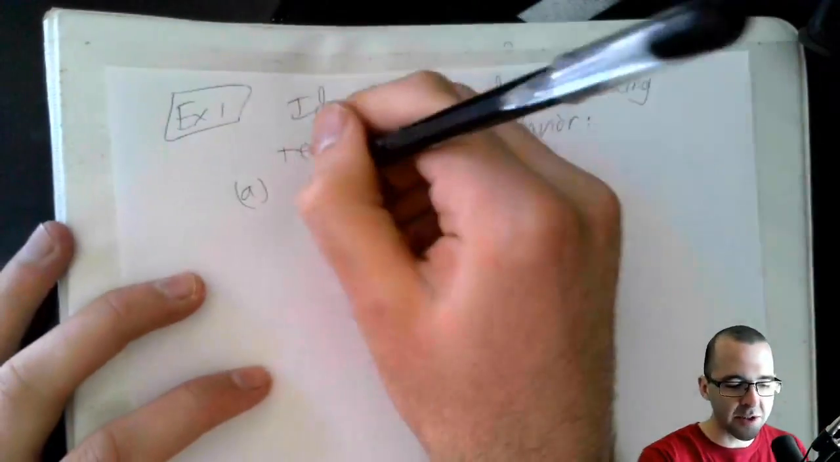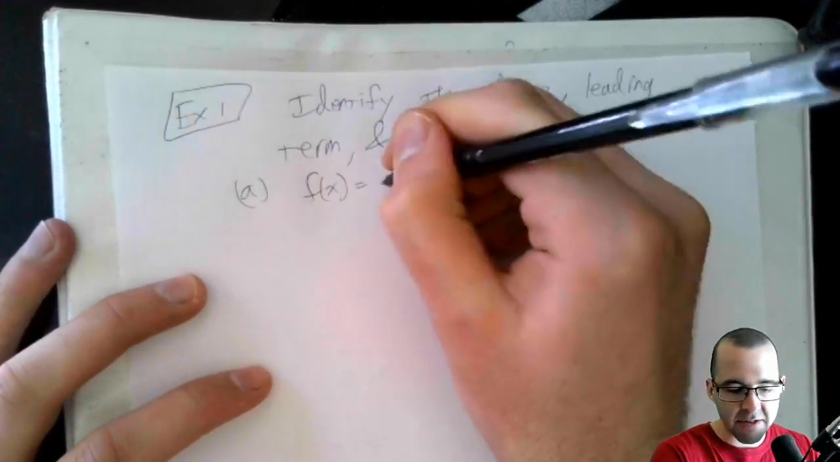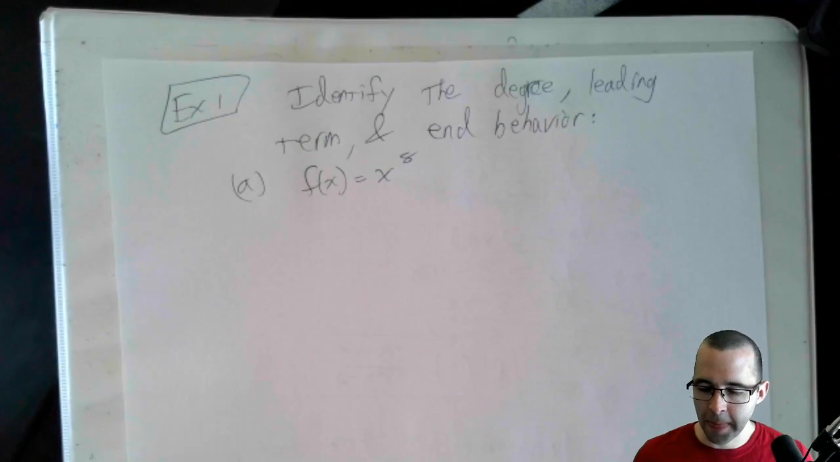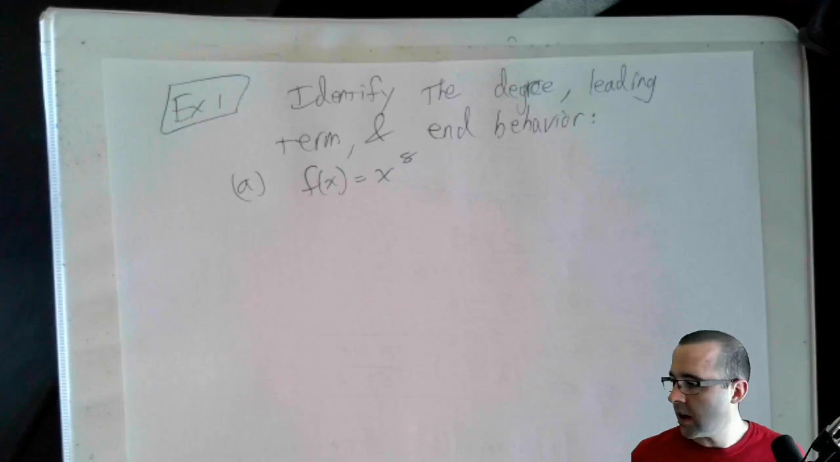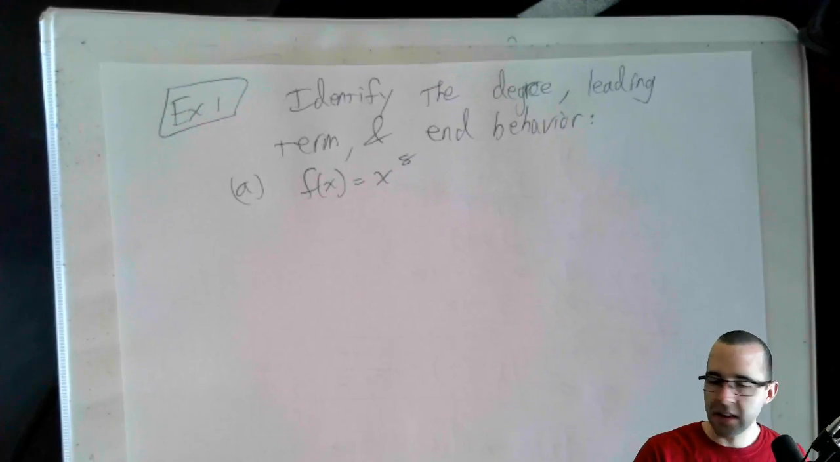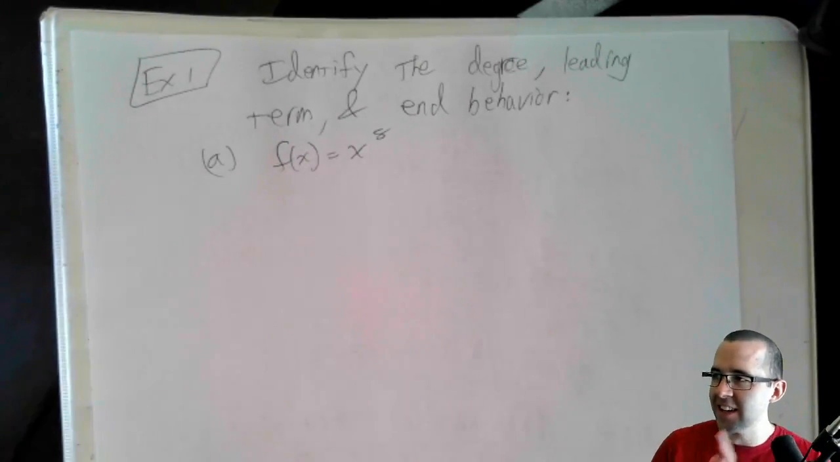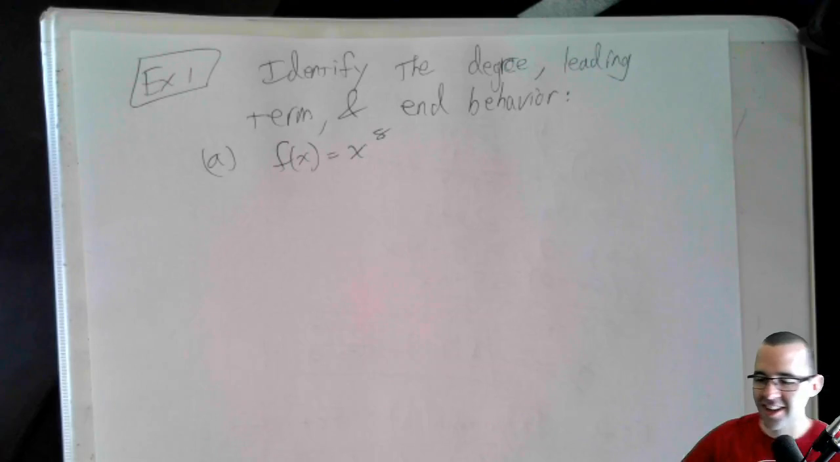Part A. Let's do those functions we were looking at before. F of x equals x to the eighth. I have an idea. Let's slightly edit. No, let's not edit anything. Nope. Idea, garbage. Throw the idea in the trash can.